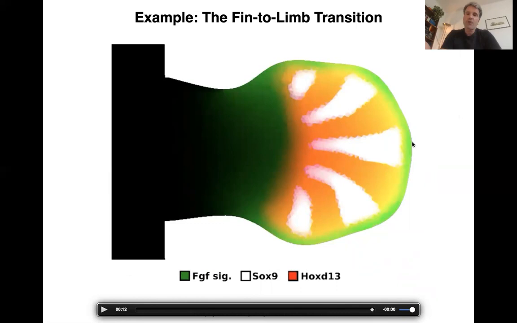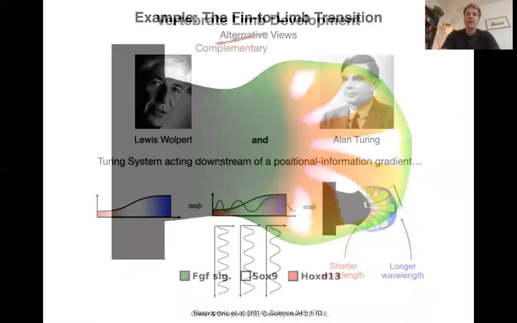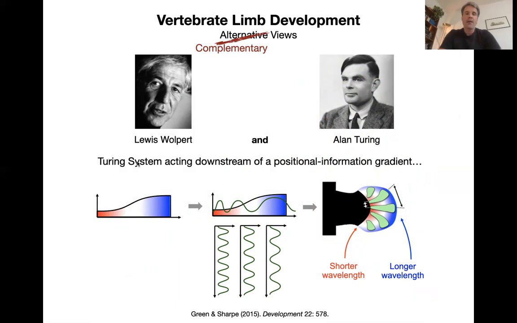So if you look at this patterning process, it's a combination of a French flag and a Turing patterning system. So these two views are not, it's another false dichotomy. They are not mutually exclusive, but they interact in this case. You have the FGF gradient, which is modulating the spacing of the stripes, which you need because the limb bud is growing outward and you need a proper arrangement of these stripes. Your fingers need to be straight, not crooked. Okay, so this is what the gradient is basically doing.